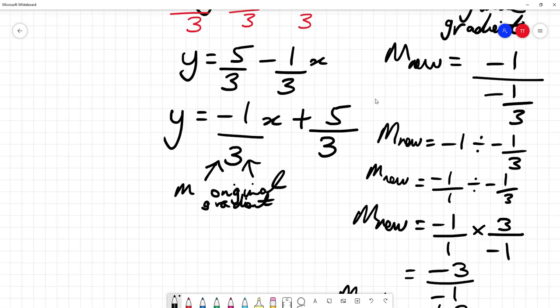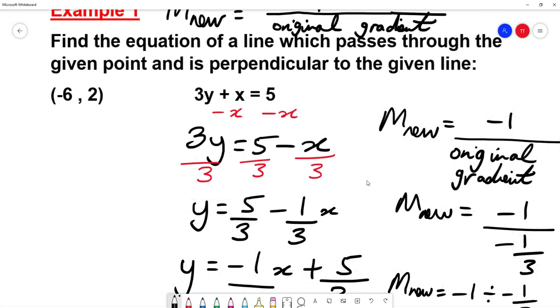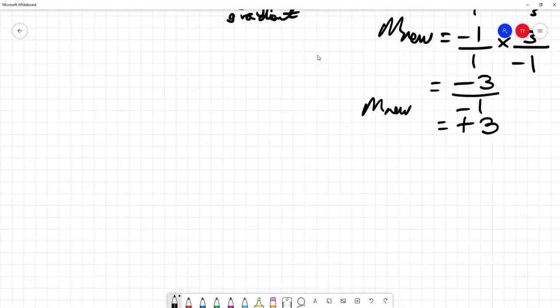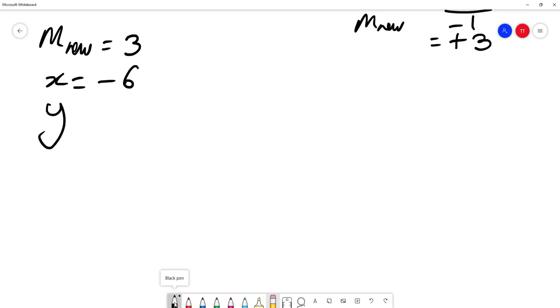Okay. So now our coordinates are (-6, 2). So I'm going to write that here. So, okay, we have the following. We've got m nu as 3. We've got x as -6, and then we've got y as 2.